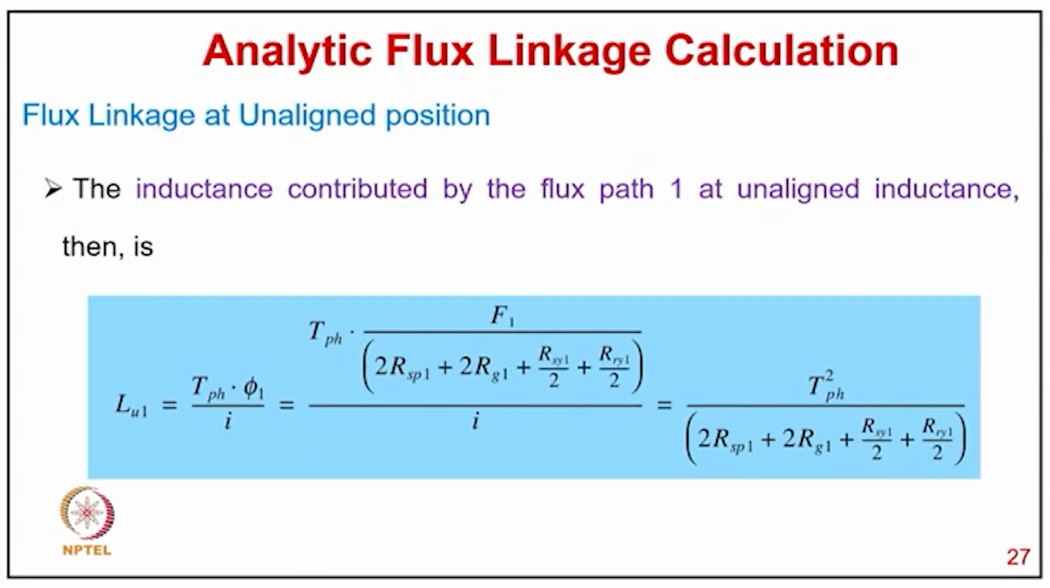So now the inductance contribution by flux path 1 at aligned position, that we call La1, is Tph phi 1 divided by I, equal to Tph into F1 divided by (2 Rsp1 plus 2 Rg1 plus Rsy1 by 2 plus Ry1 by 2), divided by total I, equal to Tph square divided by (2 Rsp1 plus 2 Rg1 plus Rsy1 by 2 plus Ry1 by 2).